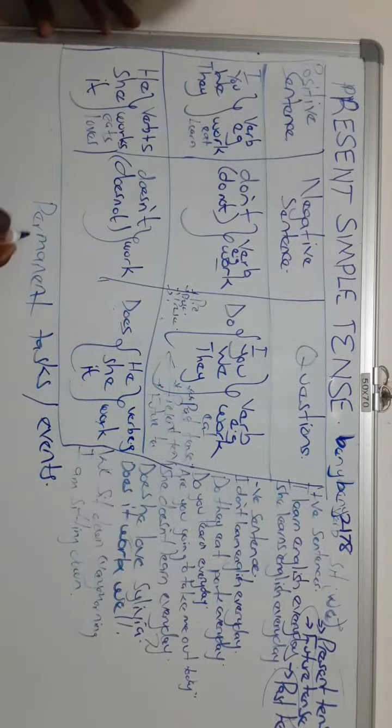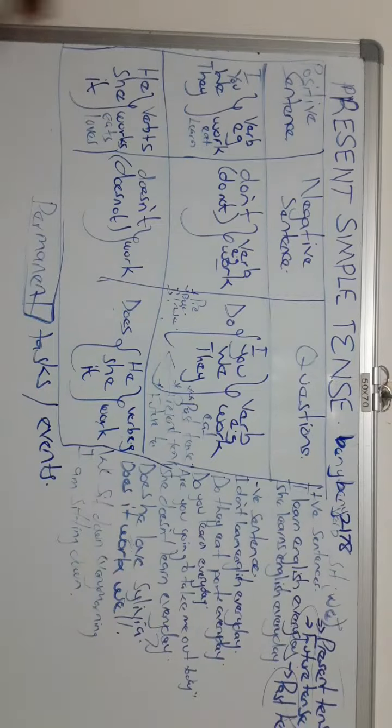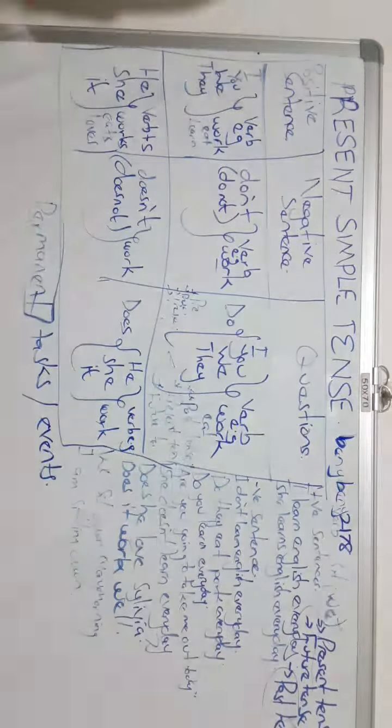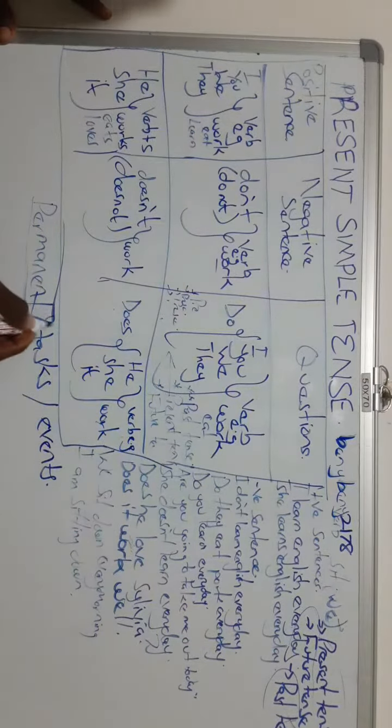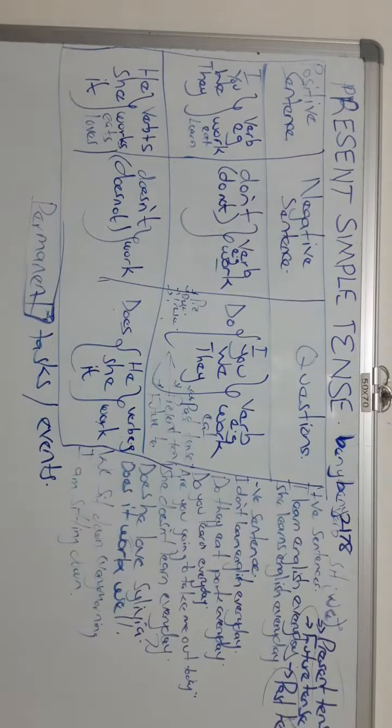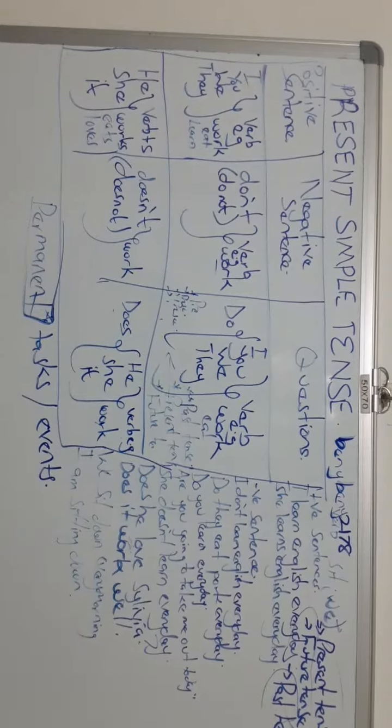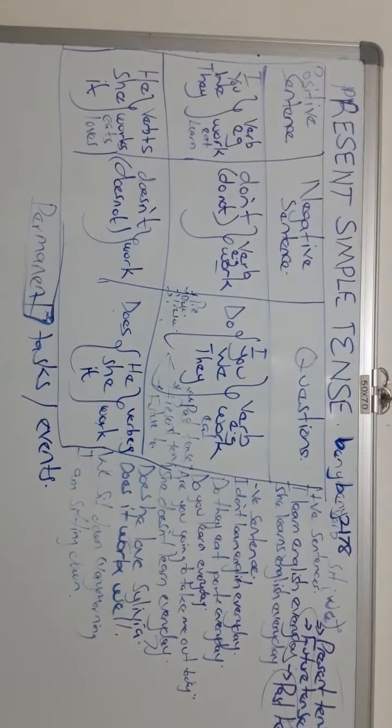So permanent means something that does not change. For example, I have a permanent car. My car is mine and is not going to change to the hands of someone else. So permanent is something which is not changing. Something that takes long to change is what they call permanent.